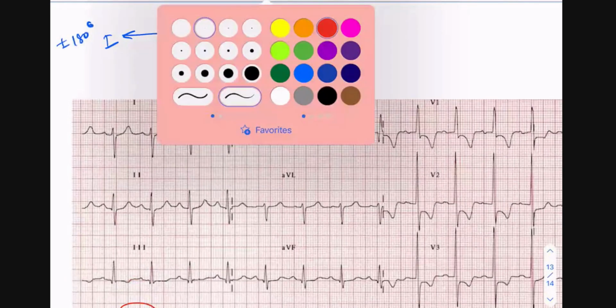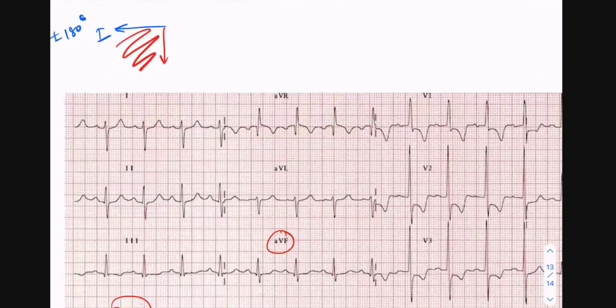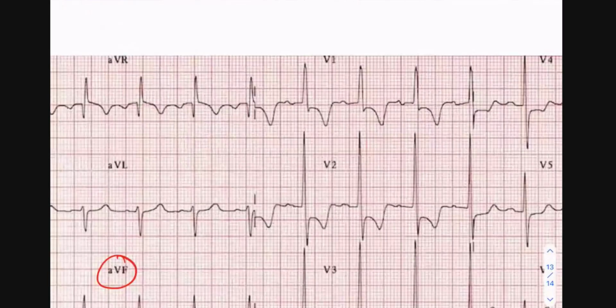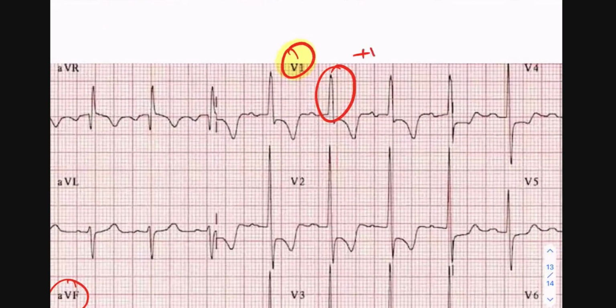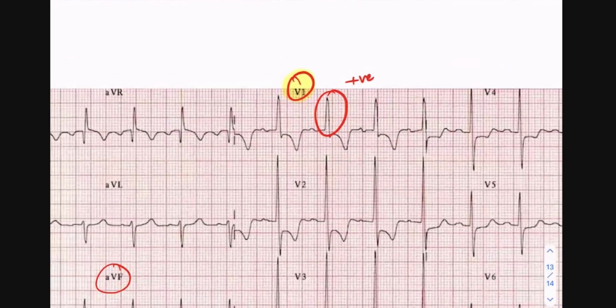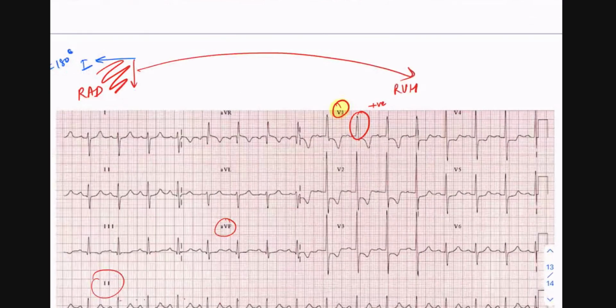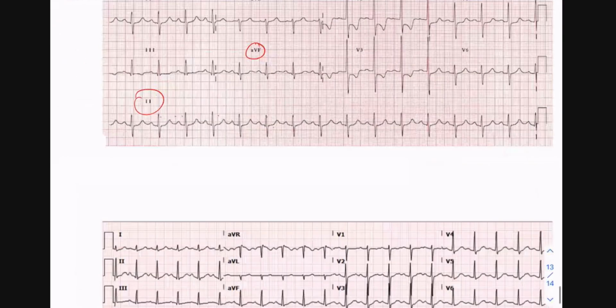Let's look at what AVF is doing. AVF is positive, so AVF still goes down. But this time, this puts me in the right axis deviation quadrant. So now I'm going to go to V1 and check my QRS, and my QRS is positive. That is enough information to confirm right ventricular hypertrophy. If V1 is positive, that confirms your right ventricular hypertrophy. And the right axis deviation supports it, which is great. So in this ECG, you're seeing right ventricular hypertrophy. Okay, moving on.